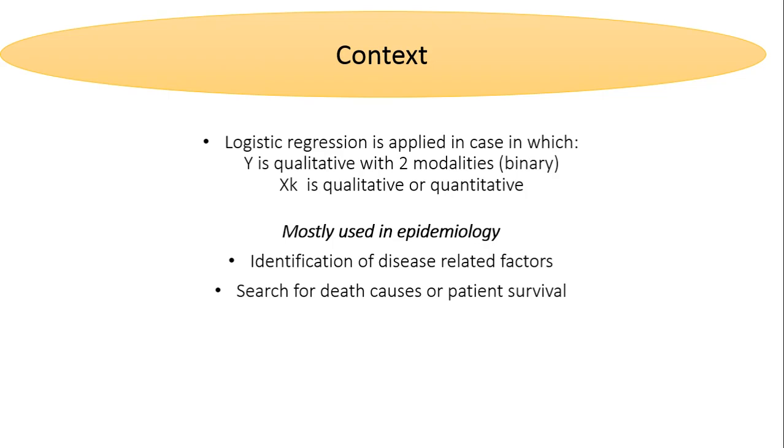So logistic regression is mostly used in epidemiology, for example, to identify disease related factors, or to search for the causes of death or patient survival. You need to know what causes a particular disease. You have factors that can be related to the disease. You can make a binary or simple logistic regression in order to see what influences the occurrence of your disease using explanatory variables that can be either qualitative or quantitative.